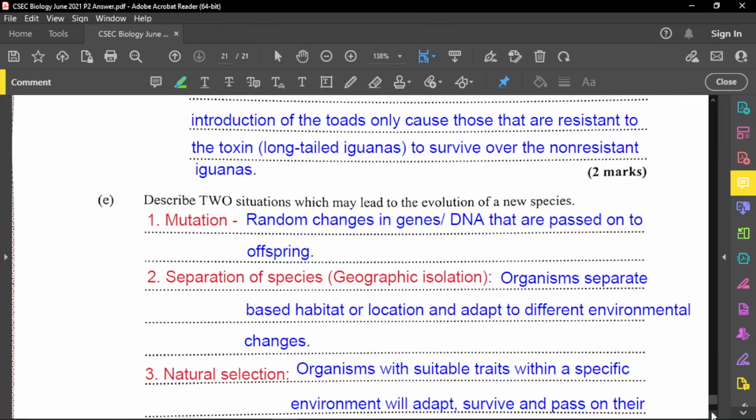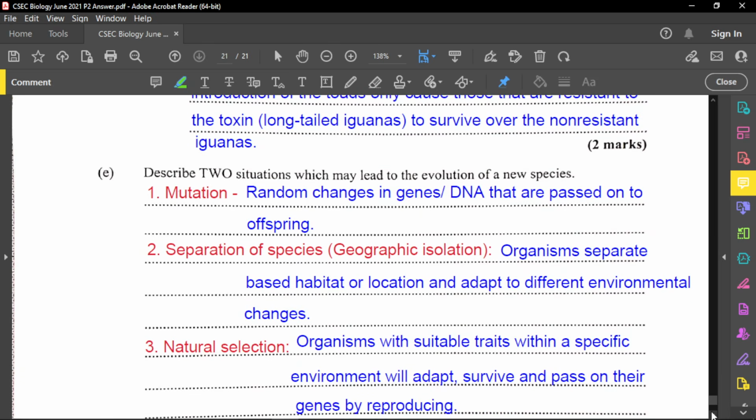Now, for part E, it said describe two situations which may lead to the evolution of new species. And so there are a number of reasons here that can lead to the evolution of new species. One is by mutation. Again, it's a random change of genes or DNA mutation that is passed on to offspring. And then the next one could be the separation of species by geography, so you call it geographic isolation. Organisms may separate based on habitat or location and adapt to the different environmental changes. And once they adapt over a long period of time because of adaptation and changing behavior, they may no longer be able to mate with other species.